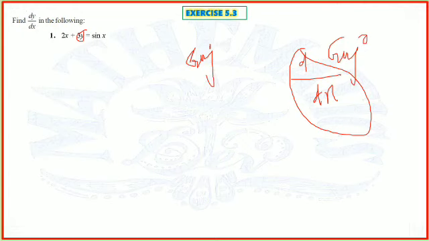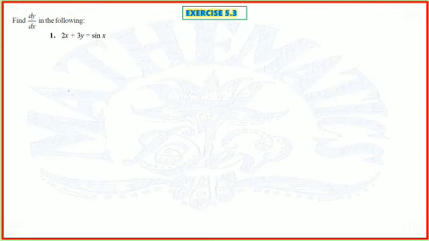Similarly, if y comes, we will write dy upon dx. If z comes, if we want to differentiate z with respect to x, we will write it as dz upon dx. Understood? So now, for the solution, we will write that differentiating both sides with respect to x.